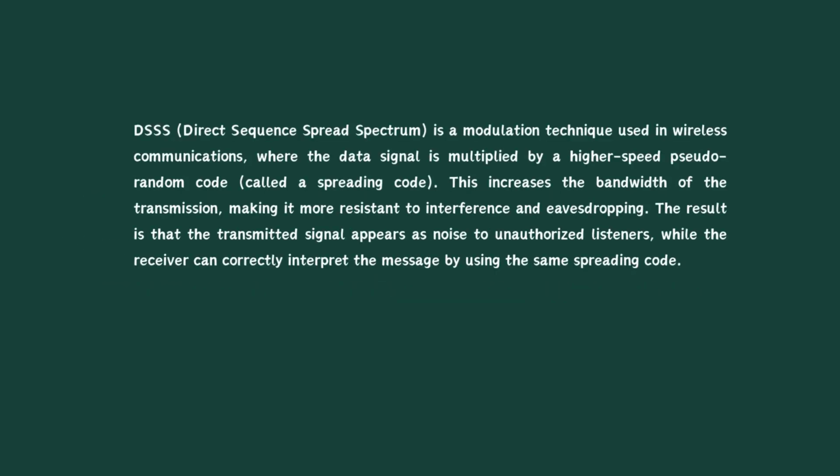DSSS, Direct Sequence Spread Spectrum, is a modulation technique used in wireless communications, where the data signal is multiplied by a higher speed pseudo-random code, called a spreading code. This increases the bandwidth of the transmission, making it more resistant to interference and eavesdropping. The result is that the transmitted signal appears as noise to unauthorized listeners, while the receiver can correctly interpret the message by using the same spreading code.